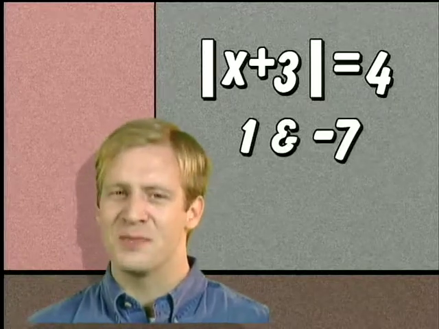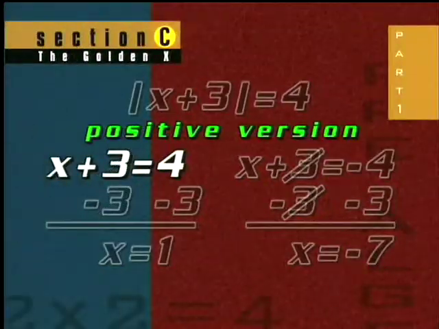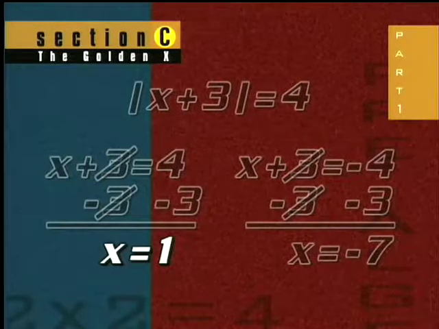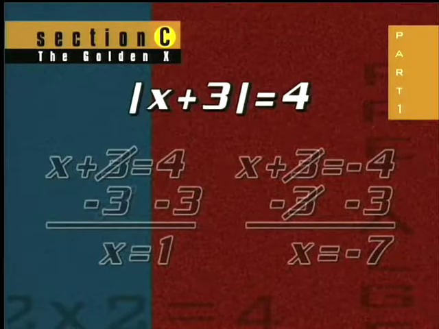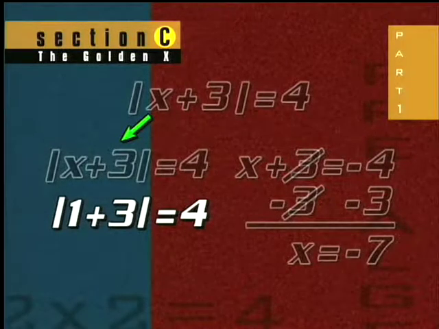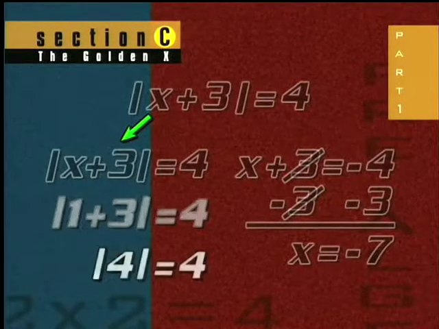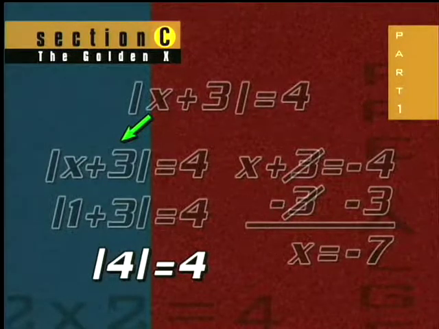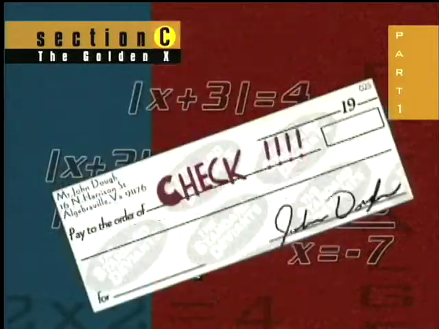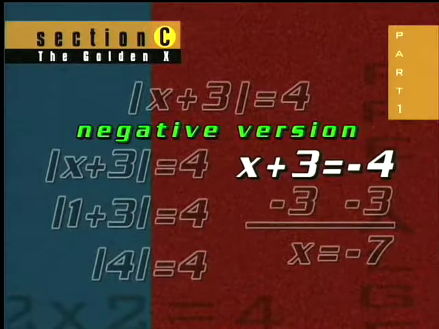Now, let's check these answers. For our positive version, we got an answer of 1, so we substitute 1 in for x and run this back through our original equation. We get the absolute value of 1 plus 3 equals 4, or the absolute value of 4 equals 4. Bingo! Our check checks out. Now for the negative version.